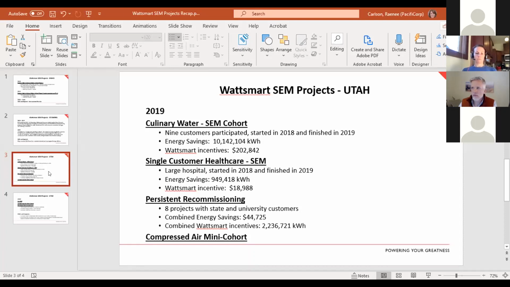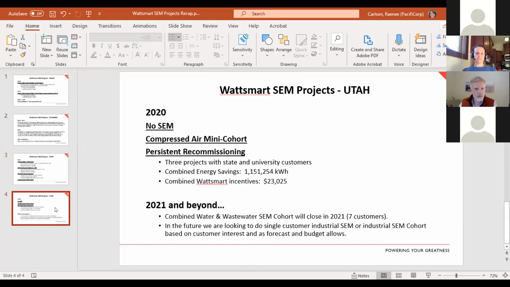And then we did do a compressed air mini cohort in Utah in 20, I guess this should have been, sorry, this should have been on the 2020 slide. So I'll segue into that for 2020. We did do that compressed air mini cohort in Utah, no traditional SEM, and then the persistent commissioning of 3 different state and university customers there.